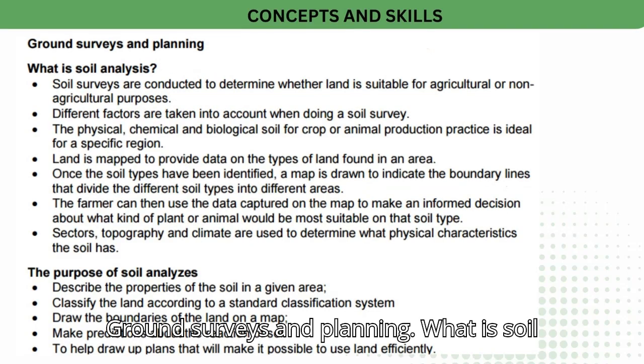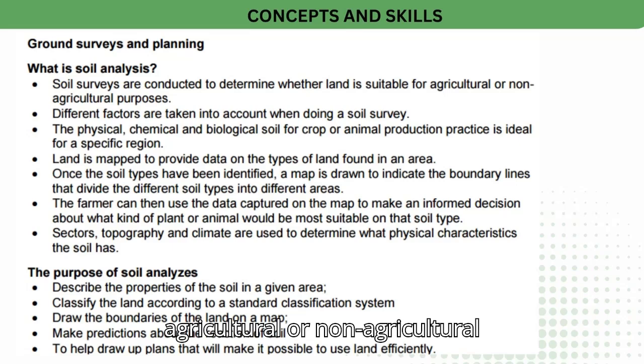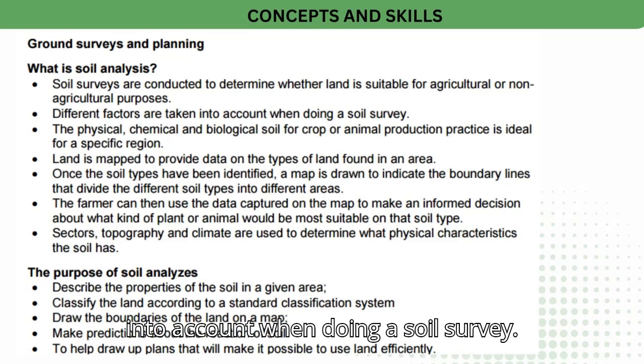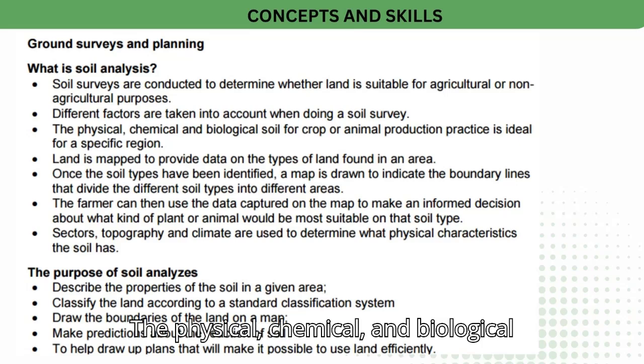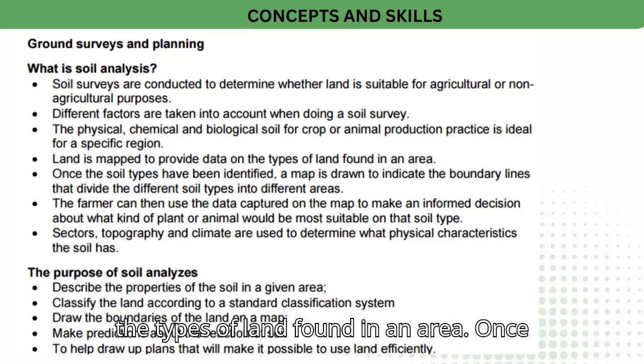Land surveys and planning. What is soil analysis? Soil surveys are conducted to determine whether land is suitable for agricultural or non-agricultural purposes. Different factors are taken into account when doing a soil survey. The physical, chemical and biological soil properties determine which crop or animal production practice is ideal for a specific region. Land is mapped to provide data on the types of land found in an area.